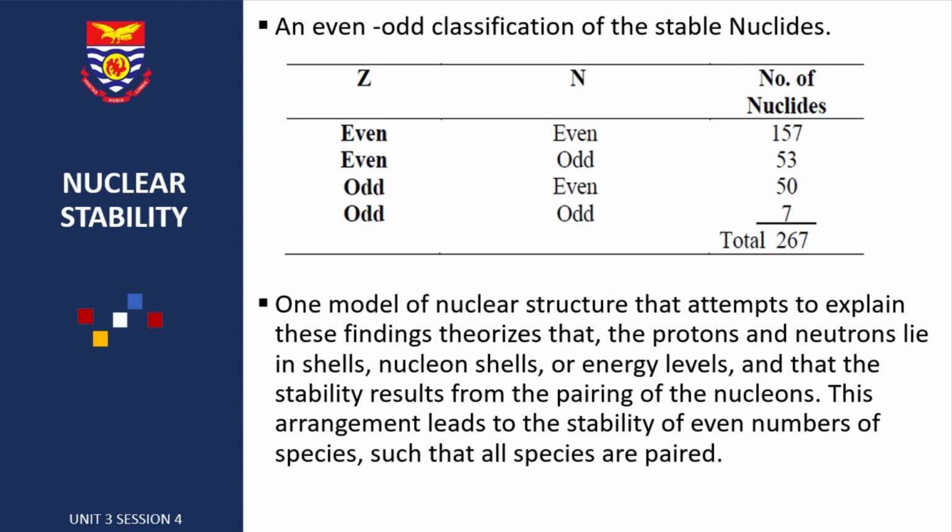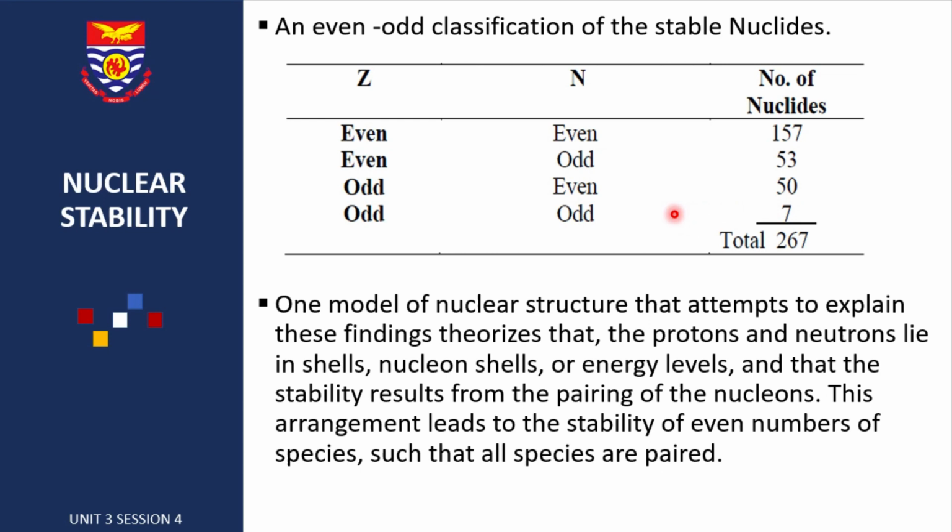The table on this page represents an even to odd classification of stable nuclides. Now, there are 154 nuclides that have their atomic numbers even and their neutron numbers also even. There are 53 stable isotopes that are known with their atomic number even and neutron number odd.